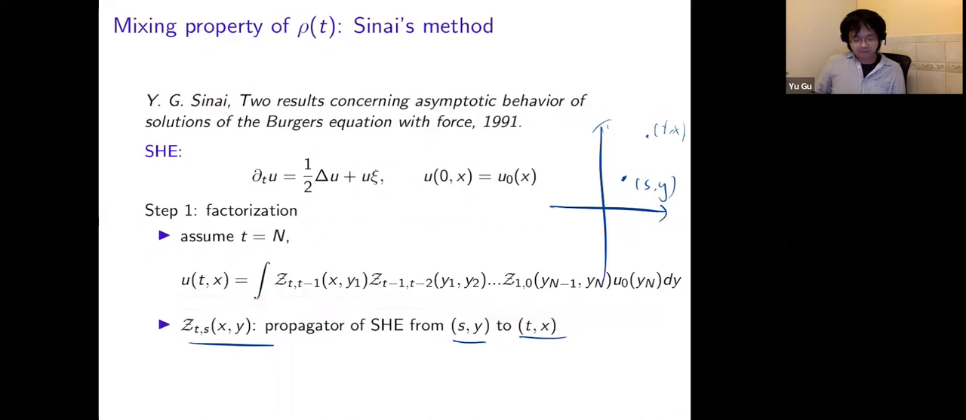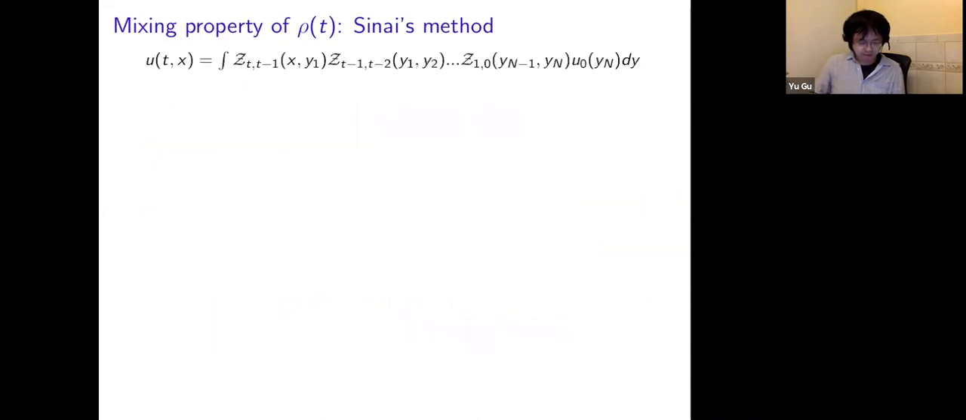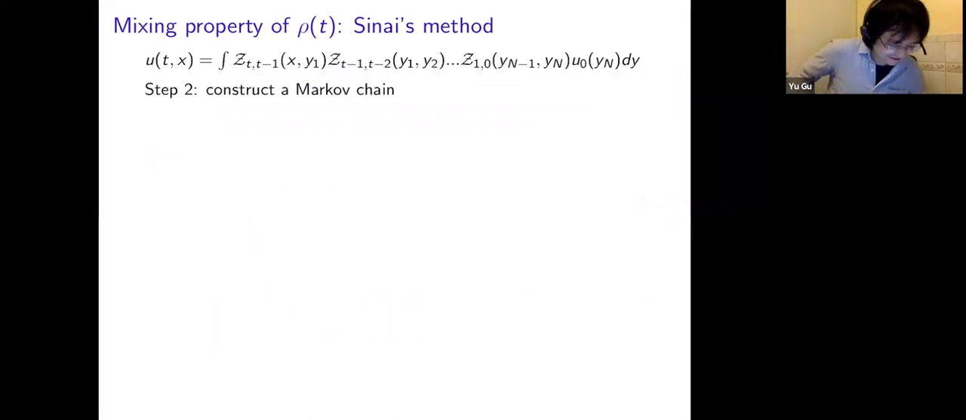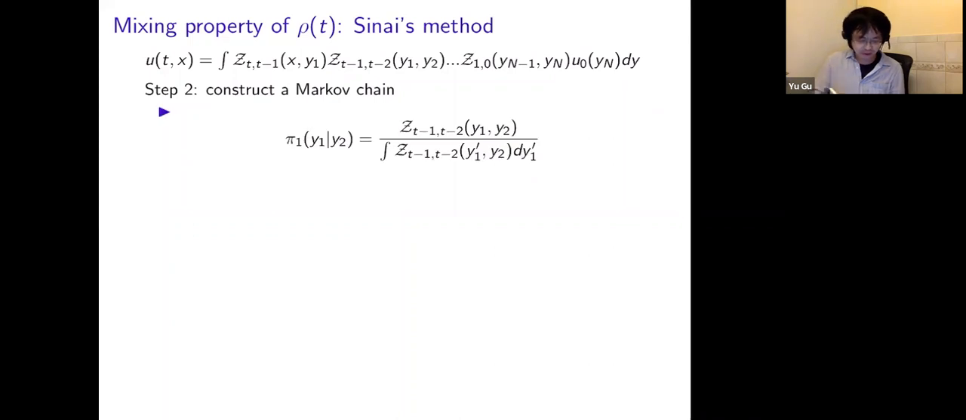So this looks a bit like a product of random matrices. You have independent, actually identically distributed random operators composed with each other. So we'll make use of this expression. That's the first step, and the second step is a very important step. According to Sinai, if you see this kind of expression, then it's a standard thing to do in statistical mechanics to construct a Markov chain. So we'll construct a Markov chain.